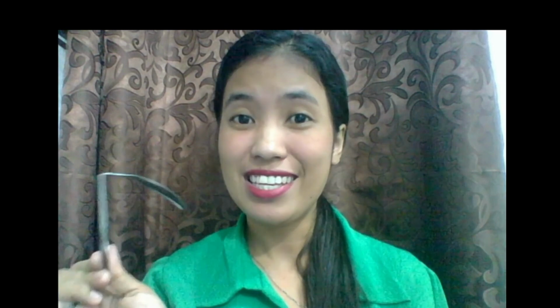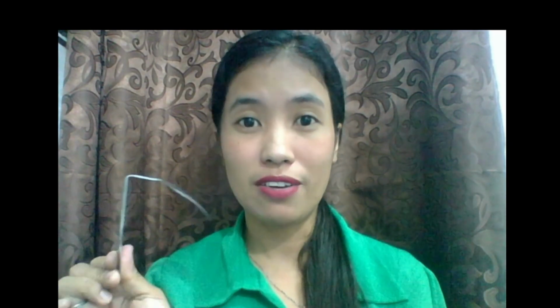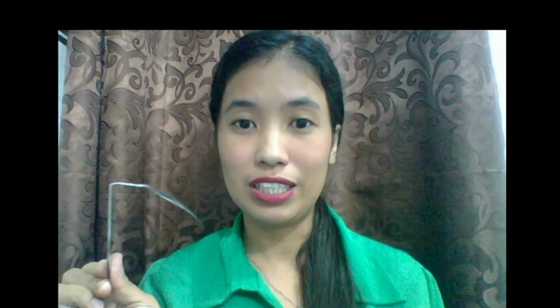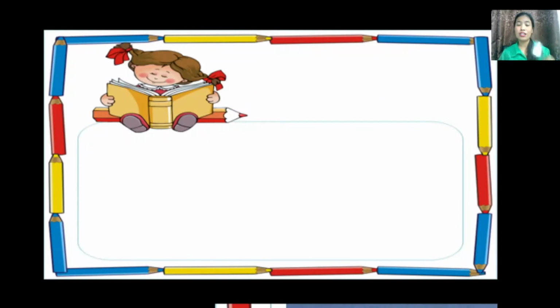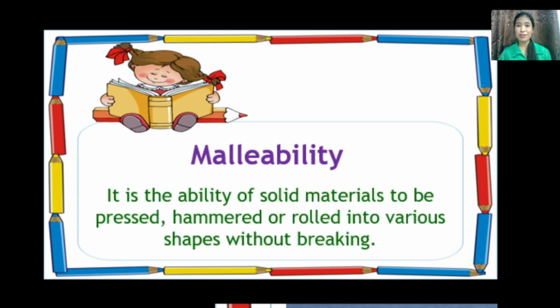So that is one of the characteristics of solid. How about the characteristic of this spoon? This spoon exhibits malleability. Everybody say malleability. Malleability, it is the ability of solid that can be pressed, hammered, or rolled into various shapes without breaking.